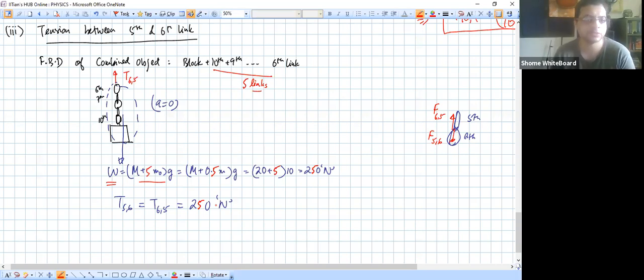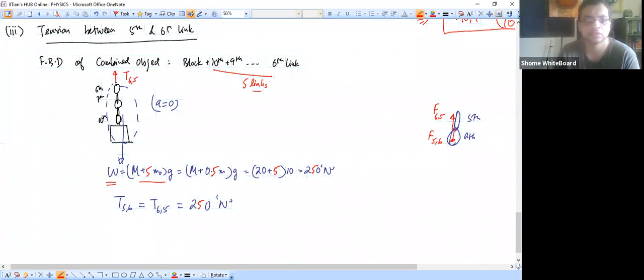Capital M is the mass of the block and small m is the mass of the chain. We had written that above, Ayush. Okay. So now similarly, when you work out the tension between the first and second, that will work out to be 290 newtons. And finally, the tension at the first link will work out to be 300 newtons.